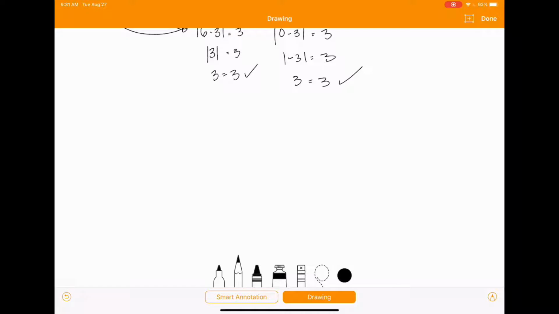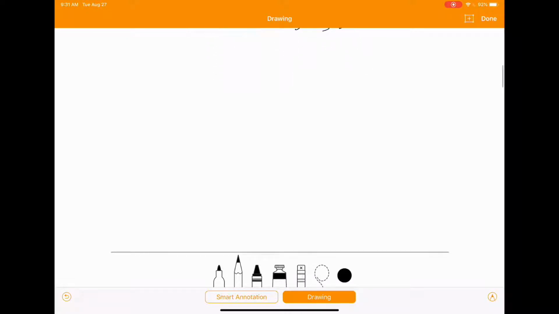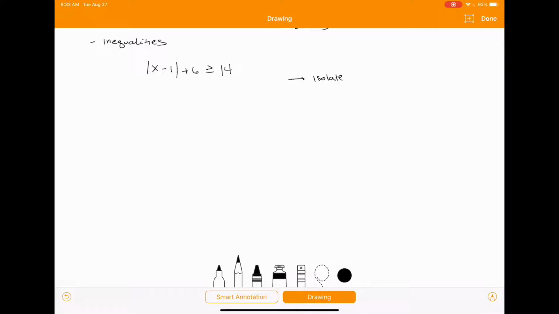So now if we look at this with inequalities now instead of equations, if we look at something like the absolute value of x minus 1, plus 6 is greater than or equal to 14. The first thing you're going to want to do is isolate your absolute value.